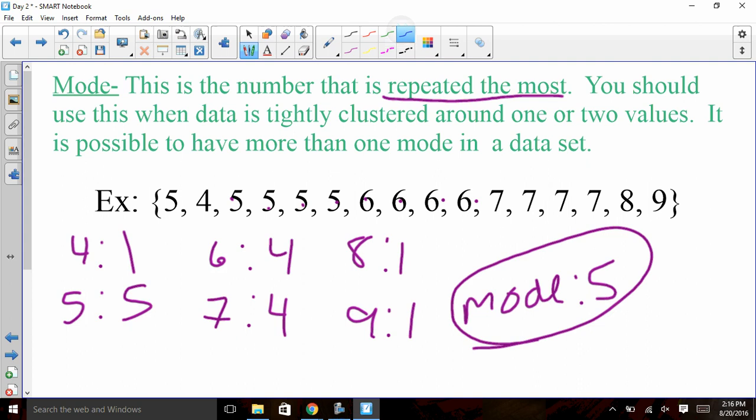Now, when do I want to use the mode to describe it? Well, that's when I have my data tightly clustered around 1 or 2 values. I have most of my data centered around 5, 6, and 7. I know it says 1 or 2, but because 6 and 7 have the same amount, I would use my mode to describe this set of data closely because it contains most of what's going on.